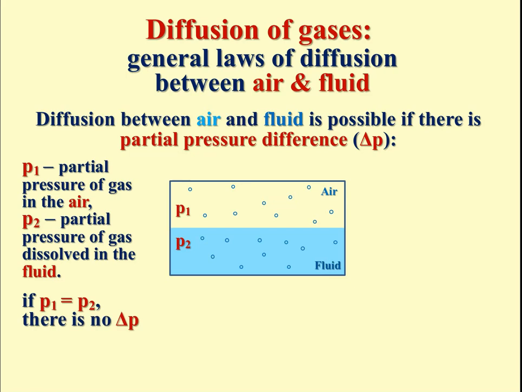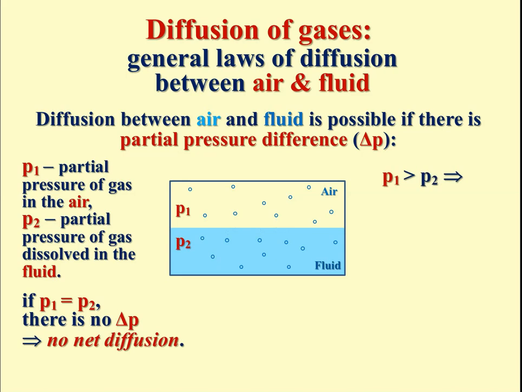So diffusion occurs, but particles from air may go to fluid and particles from fluid go to air equally. So net diffusion is absent. It's just an exchange which doesn't change the content of particles.